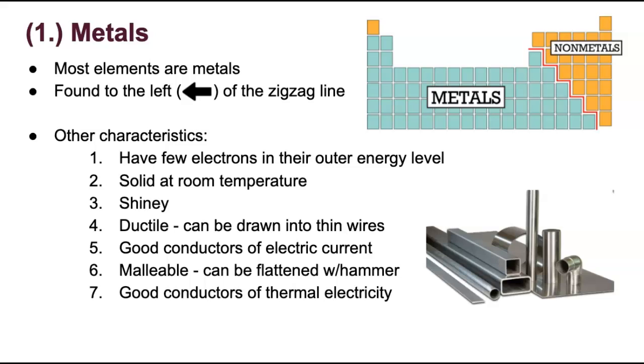They're malleable, so in addition to being able to be drawn into wires, they can also be flattened out and reshaped with a hammer. And in addition to being good conductors of electricity, they're also good conductors of thermal energy. So they are going to conduct heat really well. This is why we use metals for pots and pans, because we can put them on the stove top and that heat is going to conduct or transfer through the metal pot and into our food very easily.